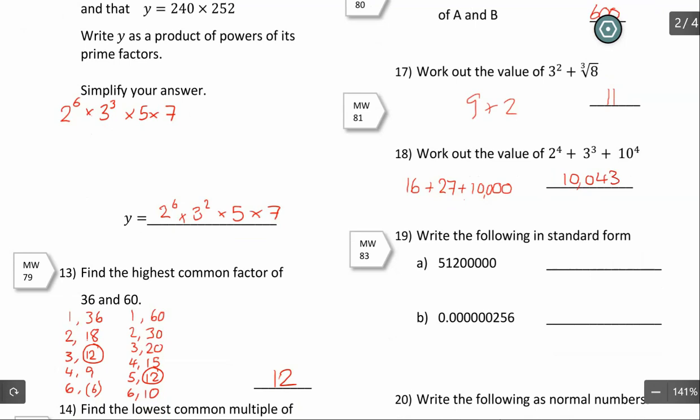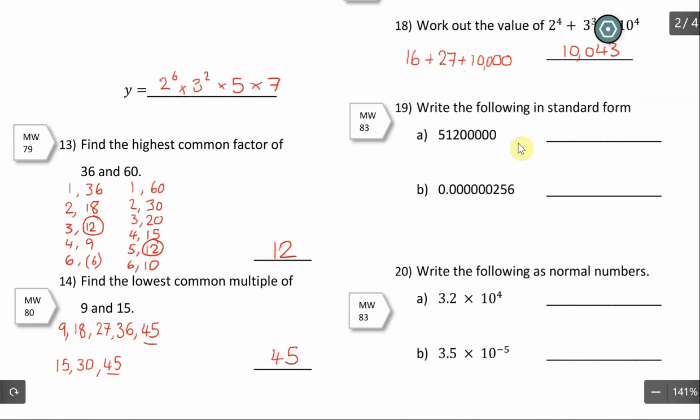These numbers in standard form. I need some digits between 1 and 10, so 5.12 are the digits I'm going to use to represent this number. Remember, standard form means times 10 to the power of something. Now, how many times do I have to move the decimal point from where it is now at the end of the number to where I want it between the 5 and the 1? Okay, so it's got to move once, twice, 3 times, 4 times, 5 times, 6 times, 7 times. So times 10 to the power of 7.